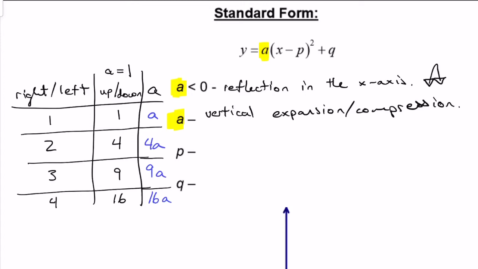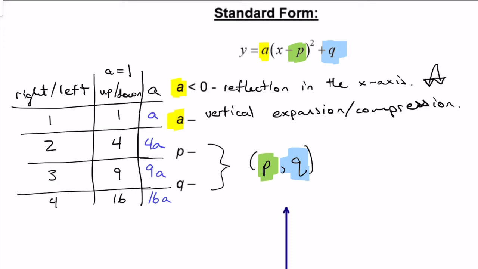The p value and the q value basically work together. P and q give us the vertex. What you always have to remember is that it's x minus p squared, but when I write the vertex, it's just p, not negative p. The x value is always opposite, and the y value always stays the same. So if it's x minus p squared, the vertex x value is p. If it was x plus 3, then the x value of the vertex would be negative 3. It's always the opposite of whatever's in the brackets for the x value, and the y value is always the same.